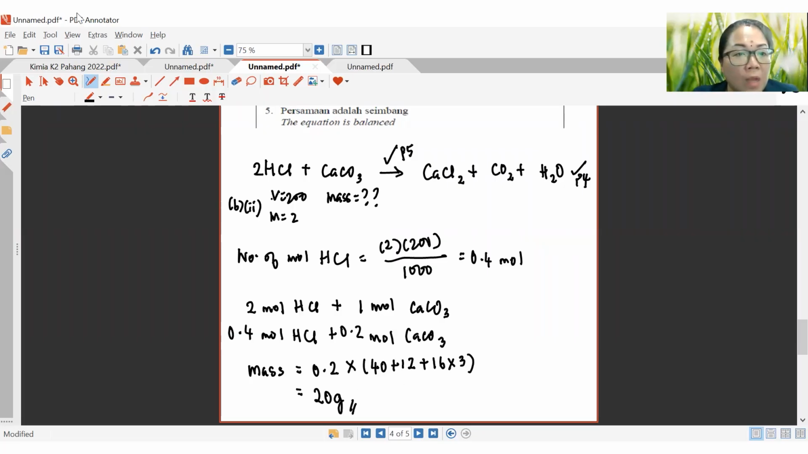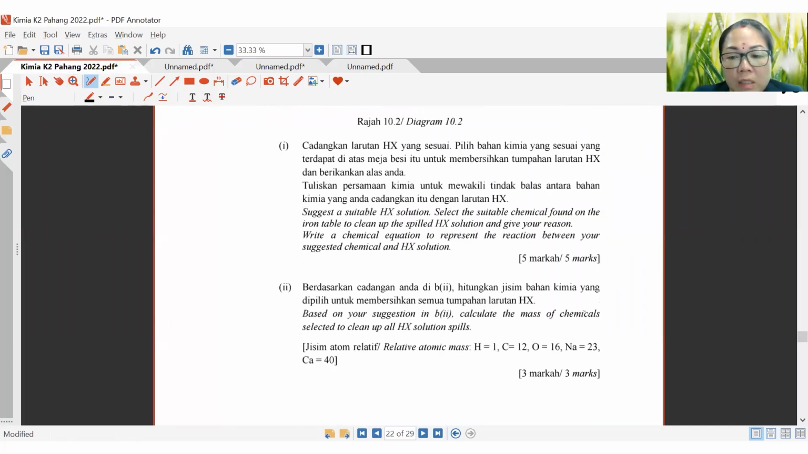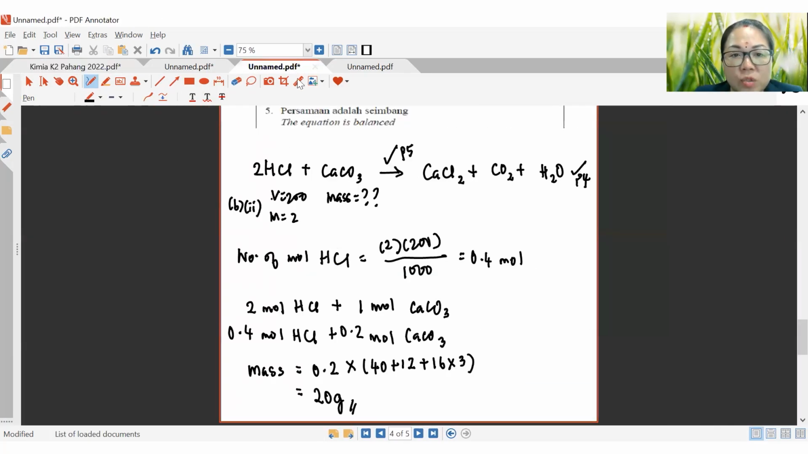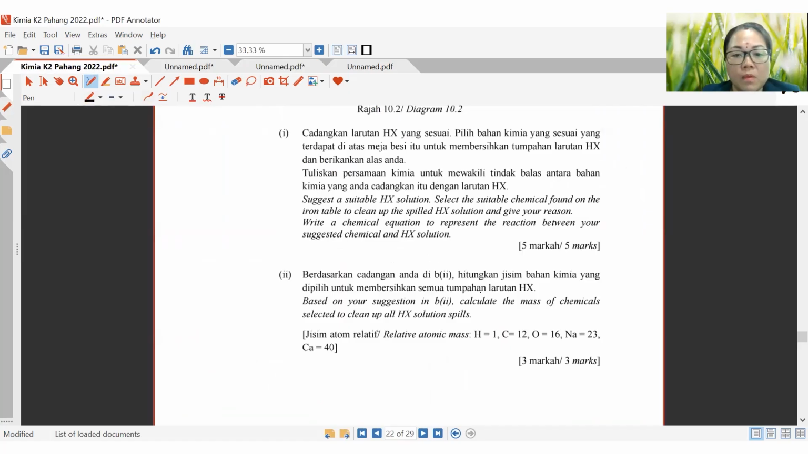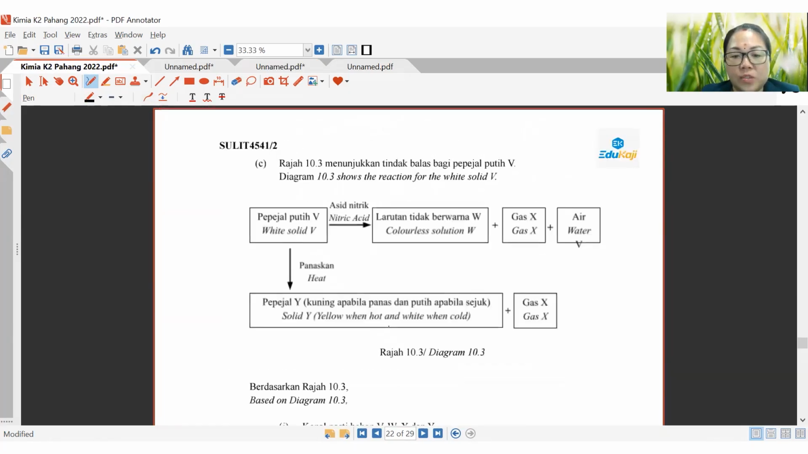Okay, now how do we put out the marks? 3 marks here. So first mark, just now we have already balanced our chemical equation. So for this one, it will be 0.1 at the number of moles, 0.2 at the ratio, and 0.3 is at your final answer. Okay, now that's for part 2.